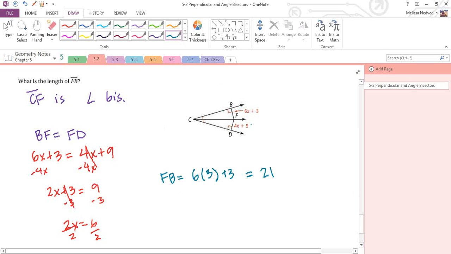All right, so that's all for section 2. Just working on those two theorems. Really become familiar with recognizing perpendicular bisectors and angle bisectors.